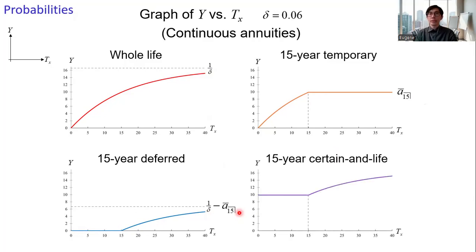The last type of annuity, 15-year certain and life annuity. The payment is certain during the certain period, in this case, for the first 15 years. Therefore, the maximum value for Y is still maintained at 1 over delta. And then the minimum value for Y is a angle 15. Even if the individual dies within the first 15 years, the payments are certain.